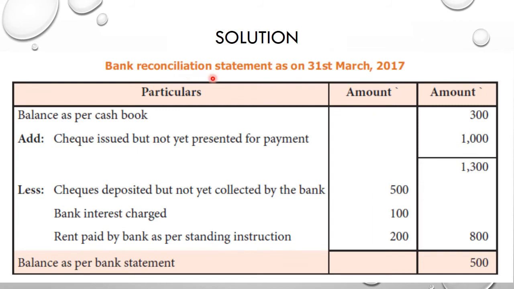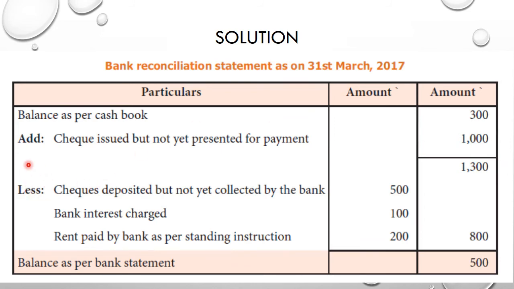Solution. Bank reconciliation statement as on 31st March 2017. Okay, so it's a favorable balance. So balance as per cash book, it is 300. Then we have to add checks issued but not yet presented, that is 1000. So we get a total of 1300.